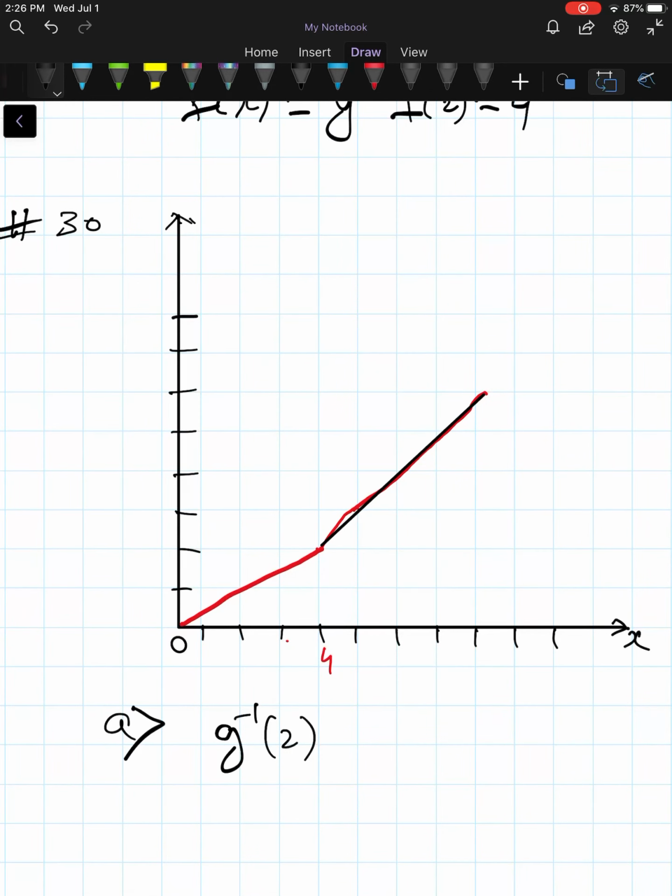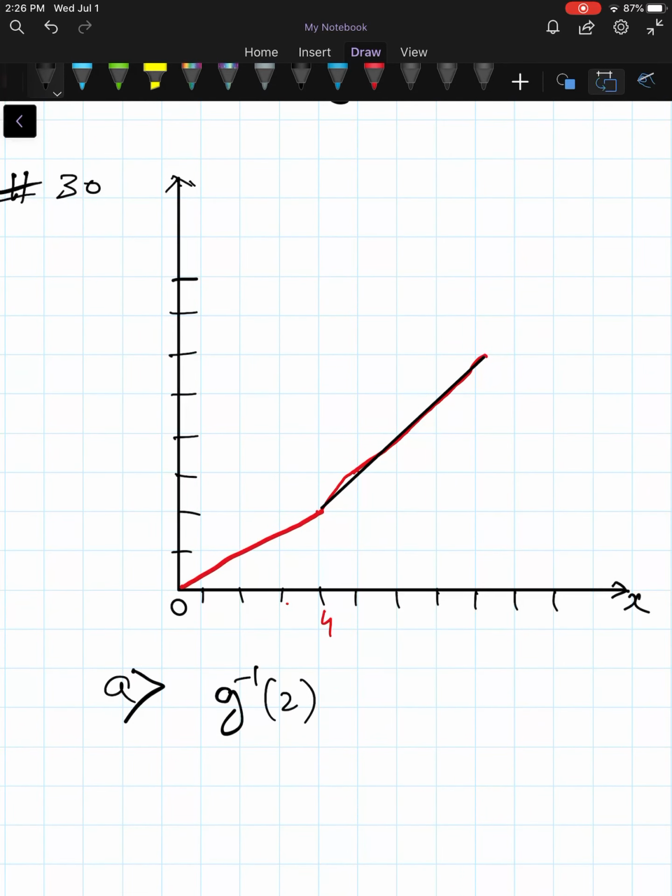First, for that we need to find where 2 is on the y-axis. So which is the pre-image of 2? So here is our 2. So moving further, it is here, correct? So the input for which the output value is 2 is 4. So g inverse of 2 is 4.